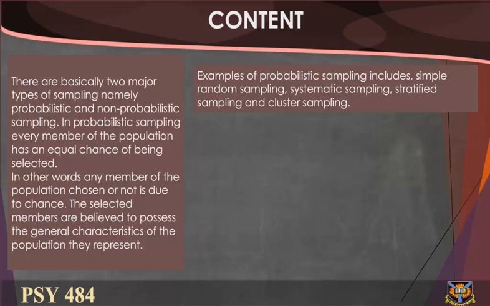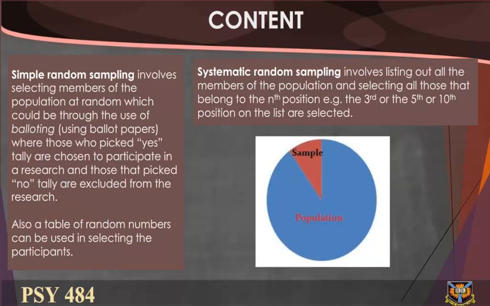Examples of probabilistic sampling include simple random sampling, systematic sampling, stratified sampling, and cluster sampling. Simple random sampling involves selecting members of the population at random, which could be through the use of balloting using ballot papers, where those who picked yes tally are chosen to participate in a research and those that picked no tally are excluded from the research. Also, a table of random numbers can be used in selecting the participant.